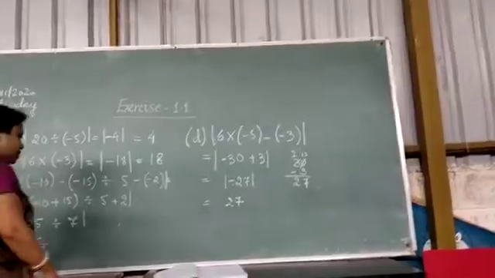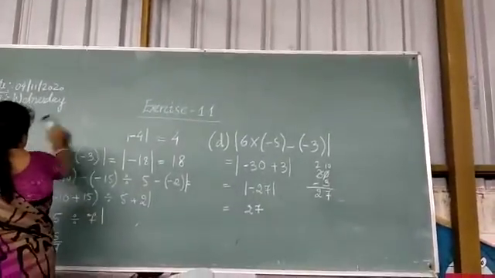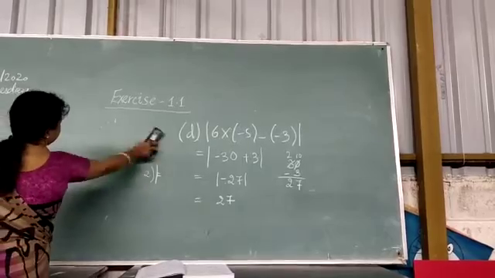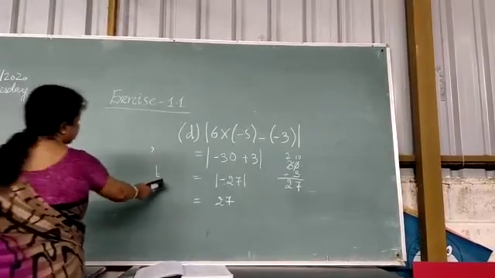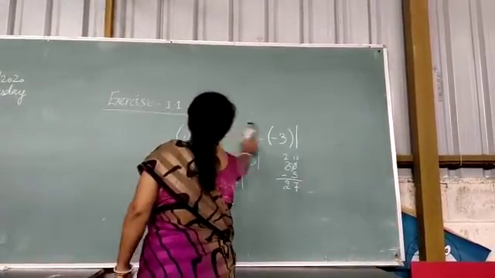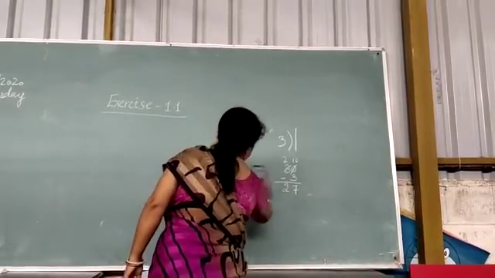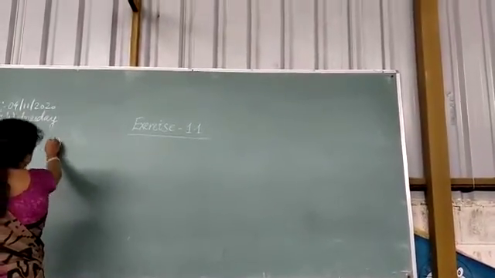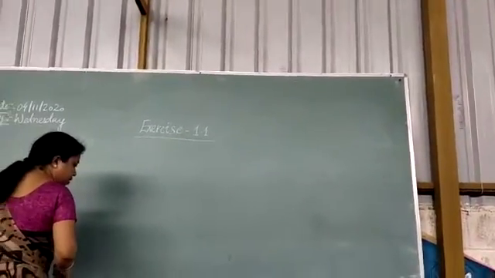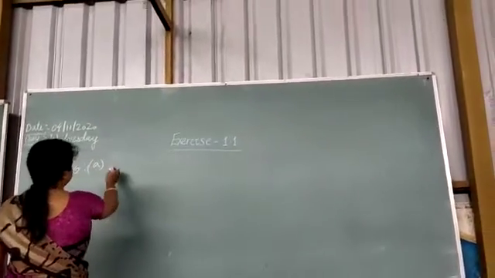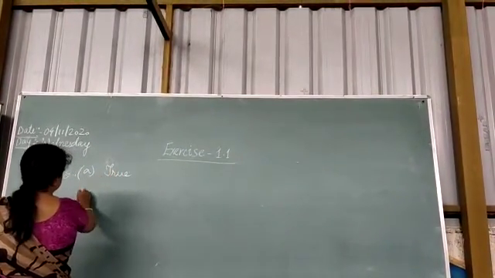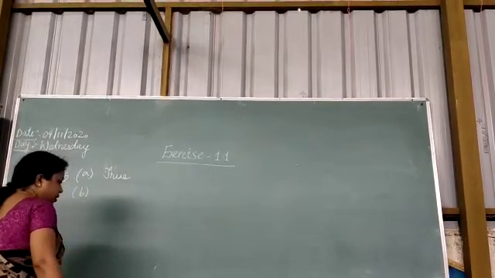Next we come to question number 6. So question number 6 is state true or false. Right? State true or false. The first one will be 0 divided by minus 7 is 0. That is definitely true. Right? We have done this in question number 4.